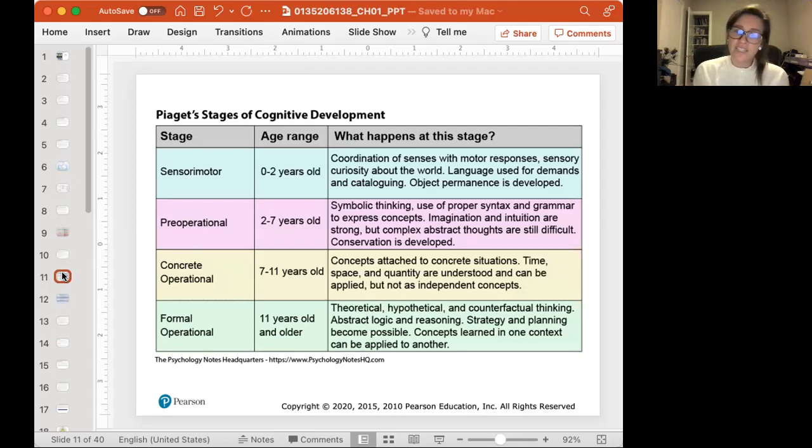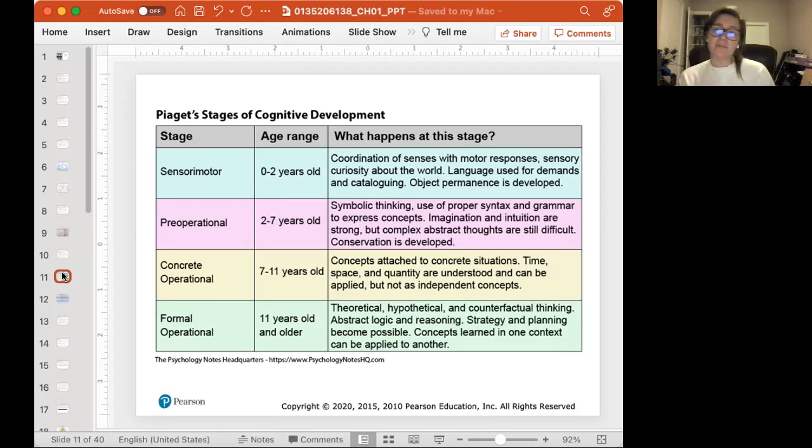You're coordinating your senses with your motor responses, right? So when you toss with one hand, you catch with the other. You're coordinating, things go together. You have sensory curiosity about the world. What does it taste like? What does it smell like? What does it sound like? What does it feel like? Language is used for demands and cataloging, and object permanence is developed. So what is stuff, right? Understanding what things are.